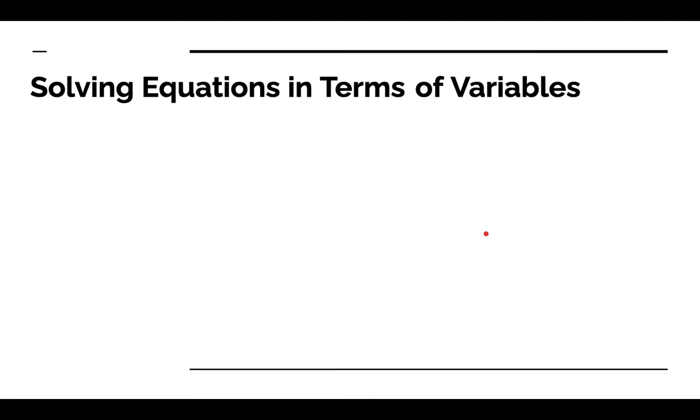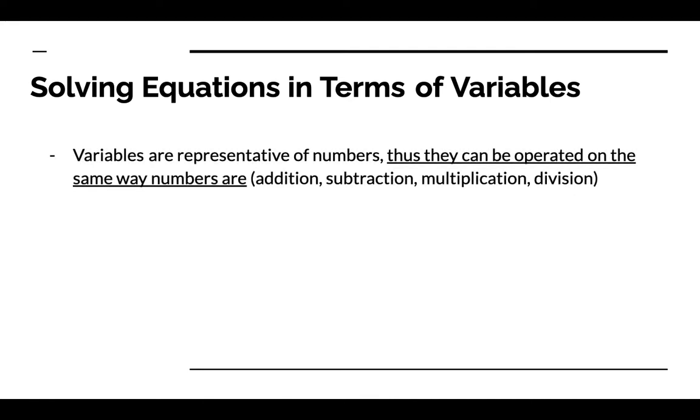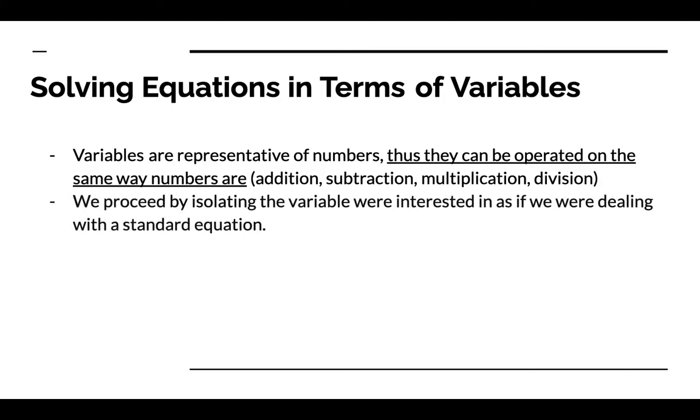Solving equations in terms of variables. Variables are representative of numbers, thus they can be operated on the same way numbers are: addition, subtraction, multiplication, and division. We proceed by isolating the variable we're interested in. That should be an apostrophe right there. I haven't had time to go back and edit through my slides yet. We isolate the variable as if we were dealing with a standard equation.